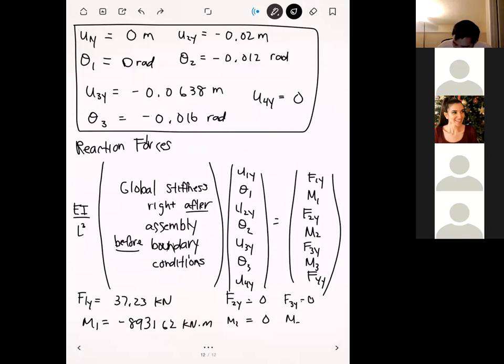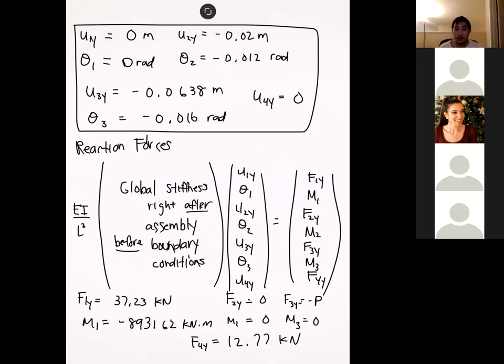And so then we have F3y and M3. F3y is not 0. F3y is going to be the load, because that's what we're applying there. And then M3 is equal to 0 because we don't apply a moment there. And then F4y, which is the reaction force from the ground, is going to be 12.77 kilonewtons. Again, we have a reaction force there because that's where we're applying a constraint.